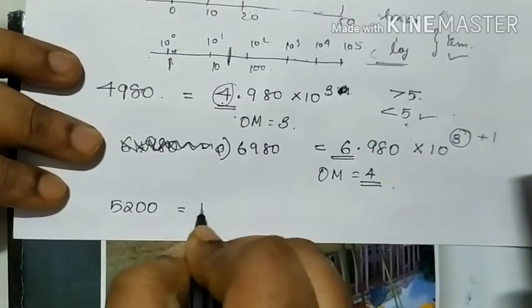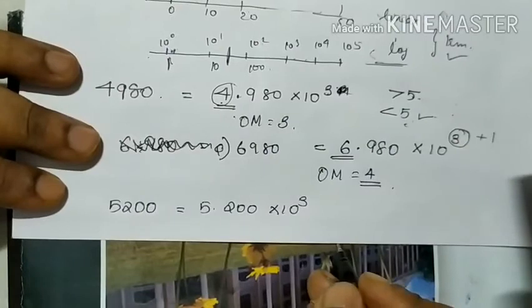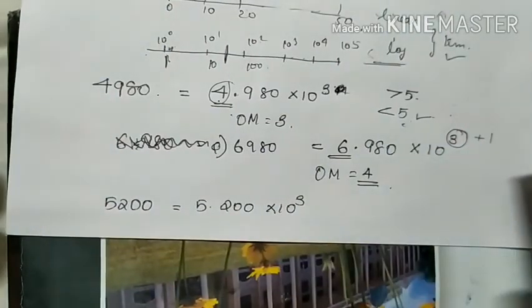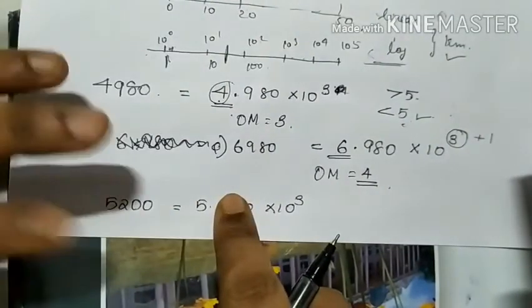5200. So how would you write it? You will write it as 5.200 into 10 to the power 3. Simple as it is. Now comes the problem. How would I write it? Because it is neither greater than 5 nor less than 5.